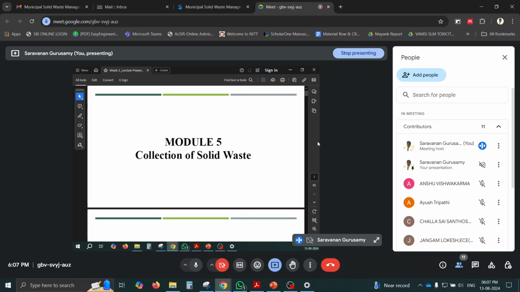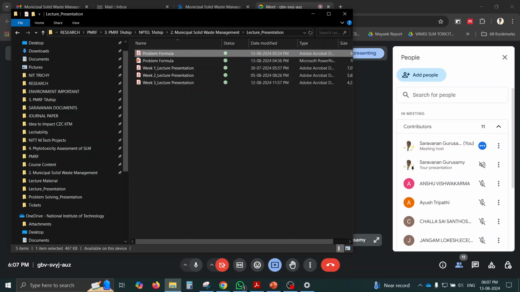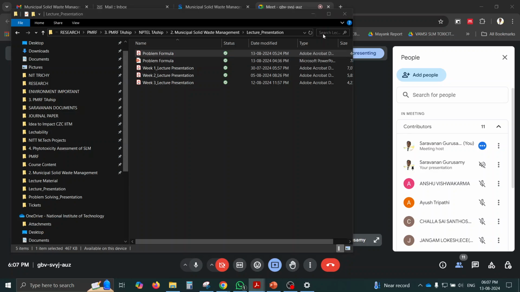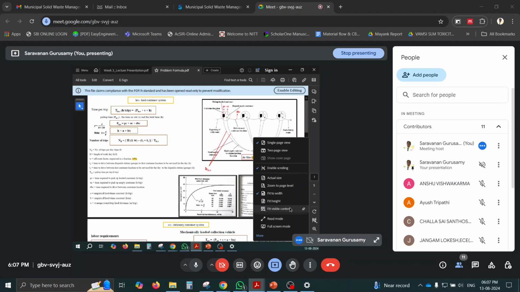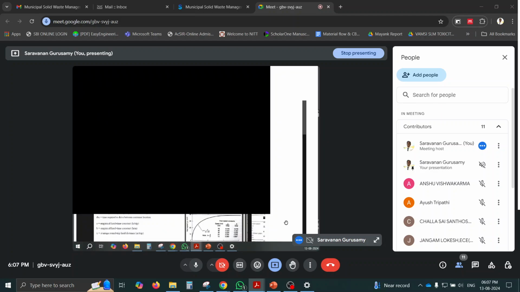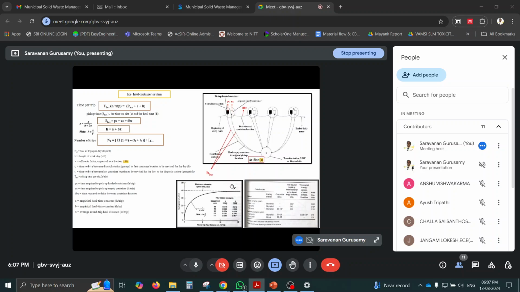Okay, so these formulas will be somewhat tricky. I have made one sheet with all the formulas that I will show you now. Please take a screenshot of that. We will discuss later. Can you please take a screenshot of this? I'll show you. So can you please just take a screenshot? These are the formulas for hauled container system. Yeah, please take a screenshot. We are going to discuss this only.